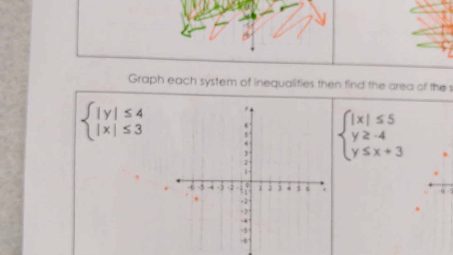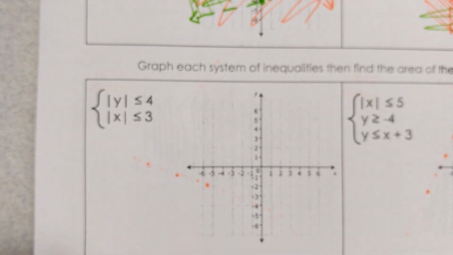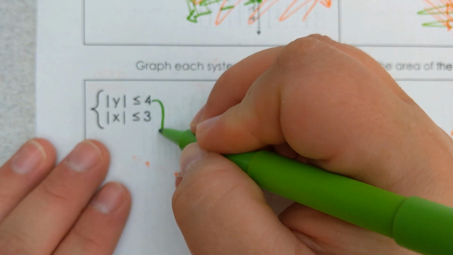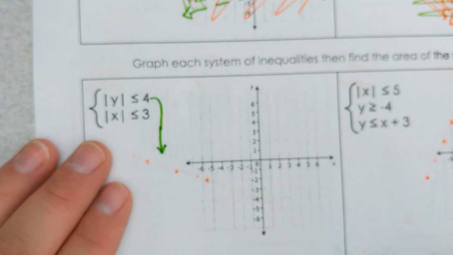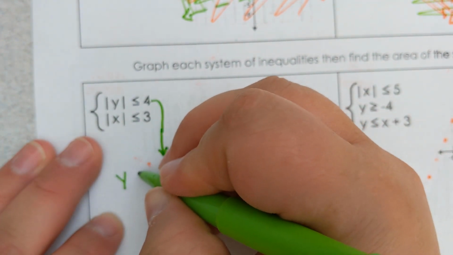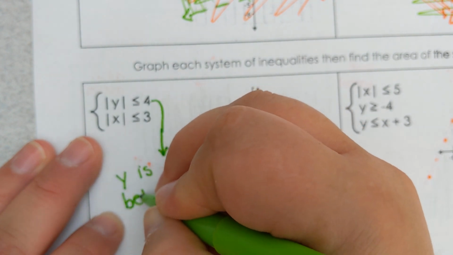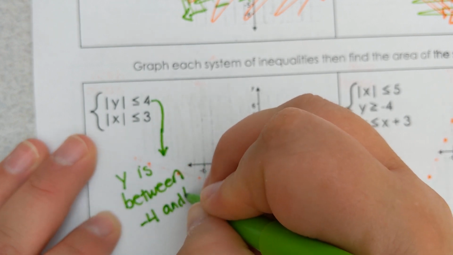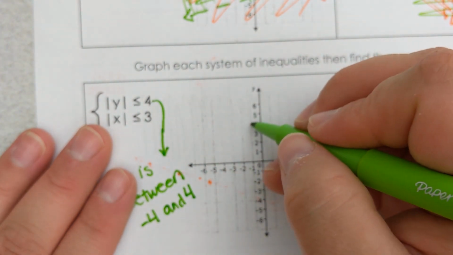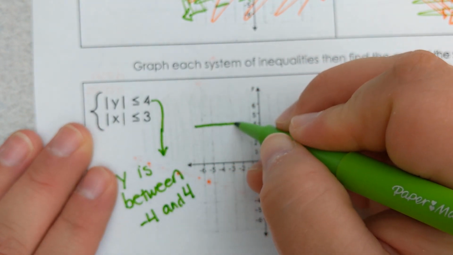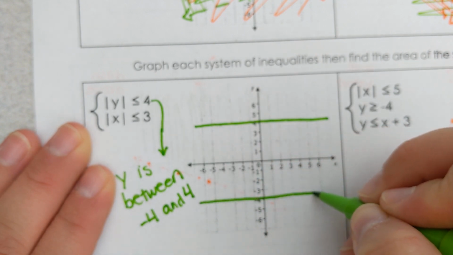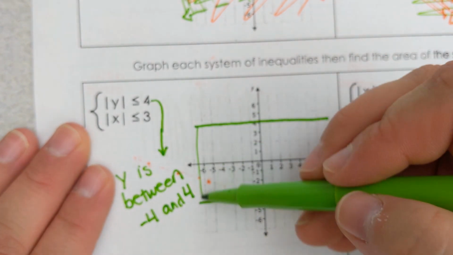Alright, moving on. The absolute value of y is less than or equal to 4, and the absolute value of x is less than or equal to 3. So what this is saying, absolute values mean distance from 0. So this is just a fancy way of saying y is between -4 and 4. So I'm going to put a line where y equals 4, and I'm going to draw a solid one because it's or equal to. And I'm going to shade in between them.